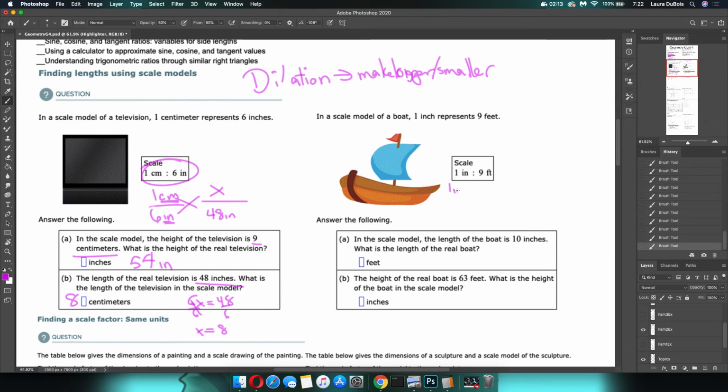Next up, we have 1 inch to 9 feet. And now what do they tell you? 10 inches to our unknown, cross multiply. So it's going to be 90 feet in scale. Next up, they give us 63 real feet. So cross multiply, 9x equals 63. Divide by 9, x equals 7 inches. That's all you're really doing here. You're getting used to where your x goes in the proportion. That's what they're trying to prep you for this topic.